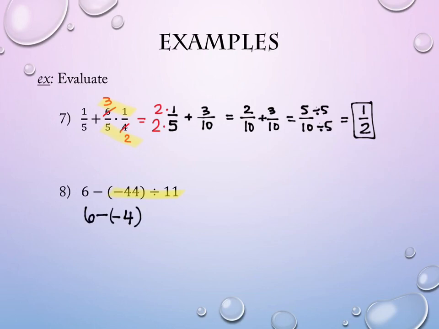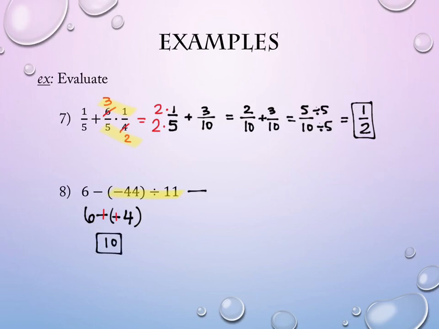If you do that part first, you still, at this point, end up with that negative to deal with. Okay? So whether you dealt with it at the beginning or whether you choose to deal with it now, either place you're going to deal with it, you're going to end up with a positive. The opposite of a negative is a positive. So we end up with 6 plus 4, which is 10.